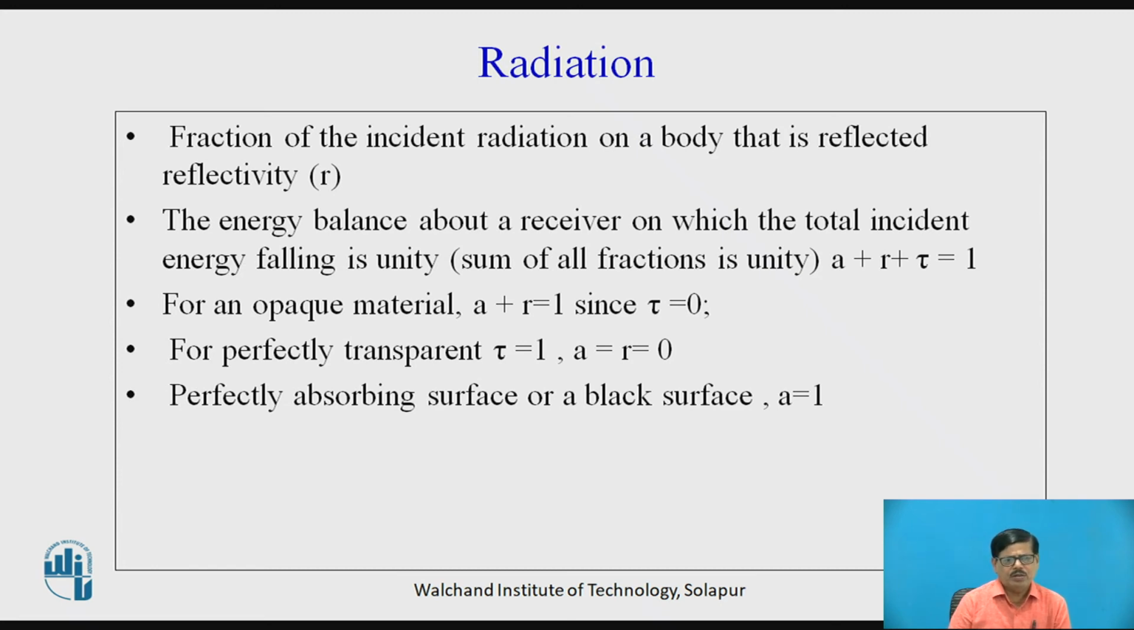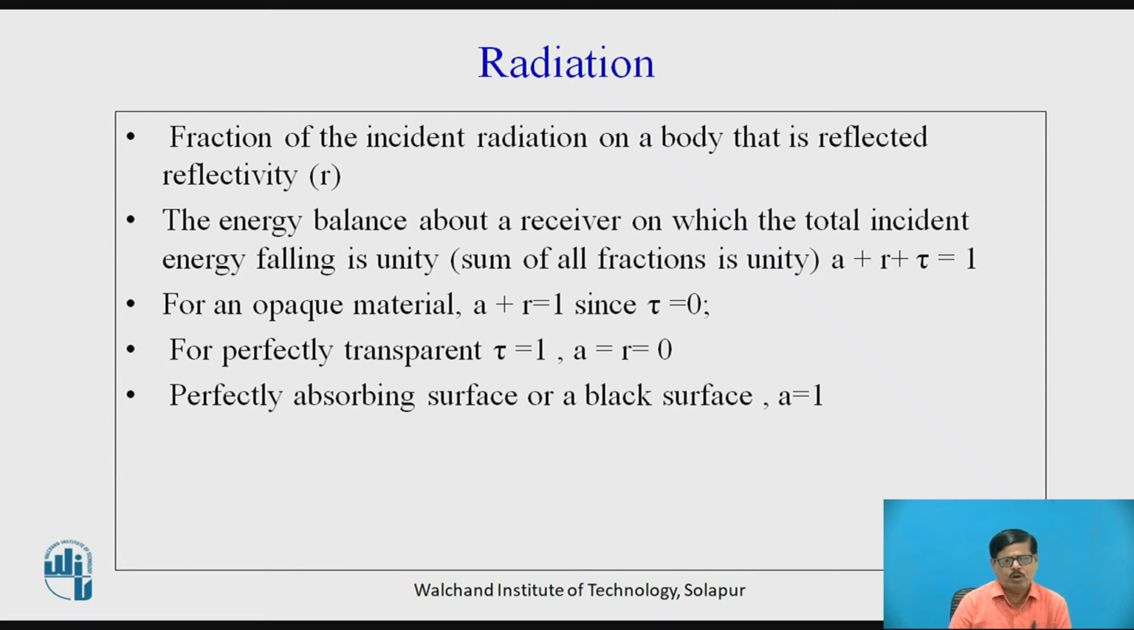Now let us see some examples and their properties. For example, for an opaque material, the transmittivity is 0. Thermal radiation does not pass through opaque material. Therefore, the sum of absorptivity and reflectivity is 1. For a perfectly transparent material, say glass, the transmittivity is equal to 1. So absorptivity and reflectivity are equal to 0, because the glass does not absorb or reflect any radiation. All the radiation will be transmitted.